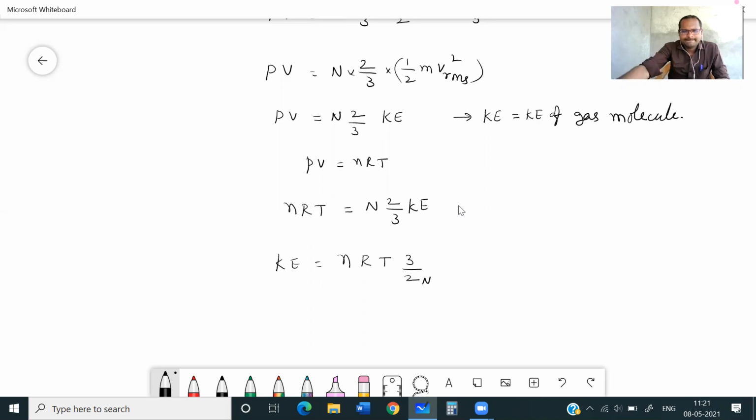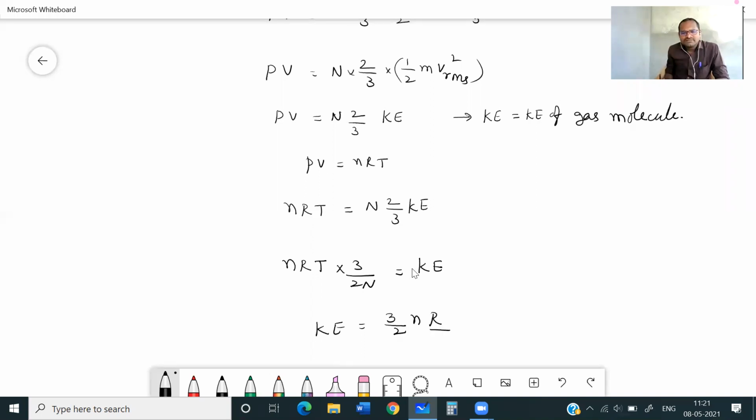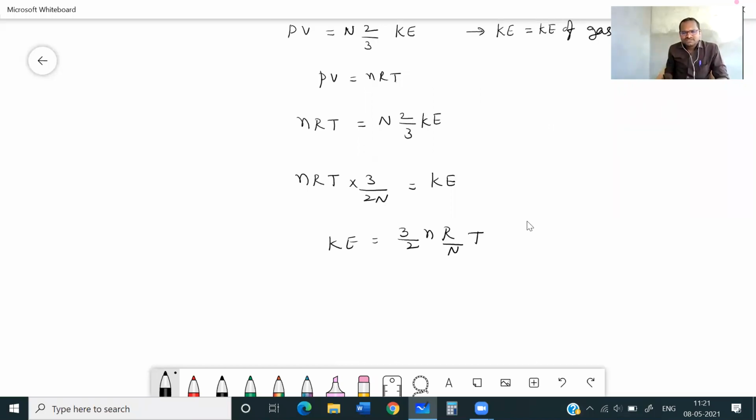Are you getting it? Otherwise, I'll rewrite this one. N R T into 3 by 2n is equal to Ke. So this Ke can be written as 3 by 2 n R by n into T. Just rearranged the terms. So Ke is equal to 3 by 2 N, where N is the number of moles, into R by n. This R by n is called K into T.